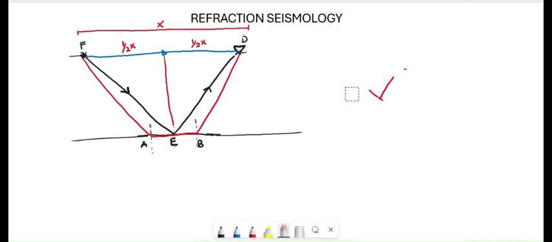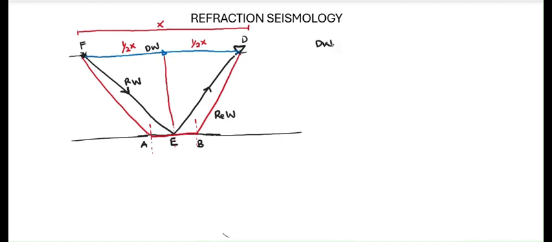Now, what is this? We are trying to determine which of these waves will get to our geophone. So this is like our geophone. Which of these waves will get to our geophone earlier? First of all, there is the direct wave. This is the direct wave, this is the reflected, and this is the refracted. So we have three conditions: the direct wave, the reflected wave, and the refracted wave. We are going to compare the direct wave and the reflected wave.